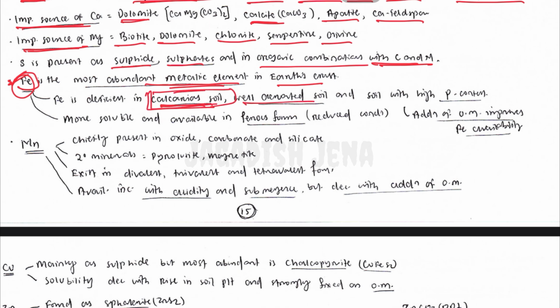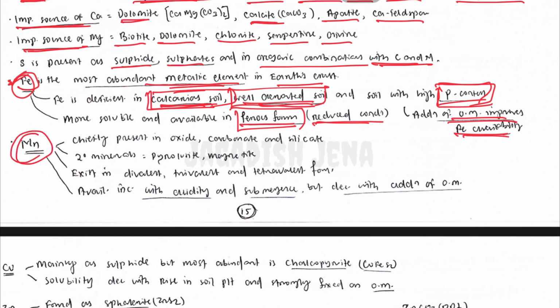Then in well aerated upland soil also iron is deficient, because iron is mostly available in reduced condition. And in soil with high phosphorus content, you can also find iron deficient, because phosphorus and iron are antagonistic in nature and they will fix each other. Iron is more soluble and available in ferrous form. We have already talked about it, because in reduced condition iron is converted into the ferrous form, that is Fe2+, and it is mostly available to the crop. If we add more organic matter, iron availability also improves. Addition of organic matter improves the iron availability.